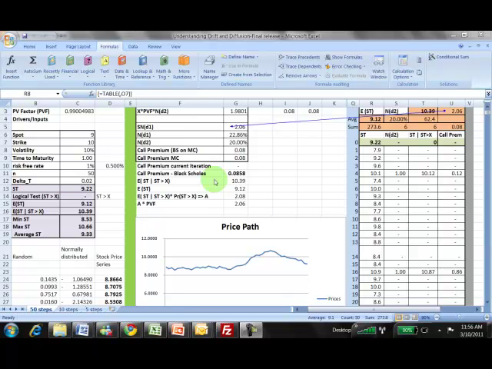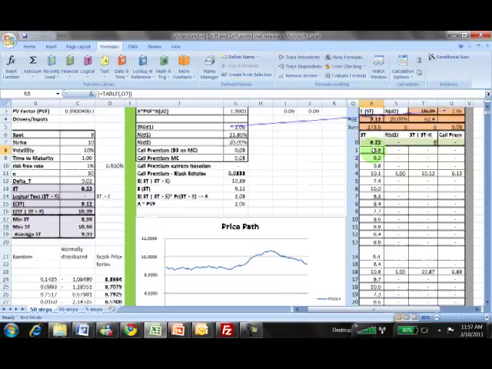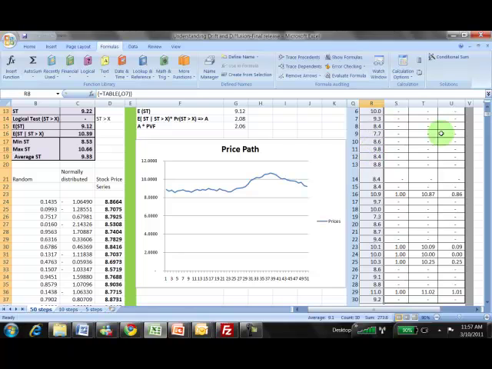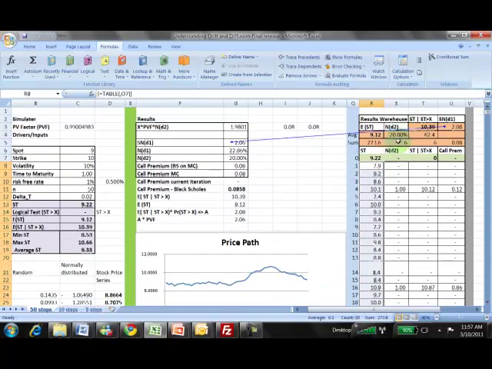I'm only interested in those values when ST was greater than X, and I'm only interested in that value at maturity, at time T. So before you do the expected value of ST when ST is greater than X, you have to look at how we calculate expected ST. Expected ST is simply the sum of this table that you see here. If you look at this table, it is simply the value of ST that comes out from our simulation model. All we do is we sum it.